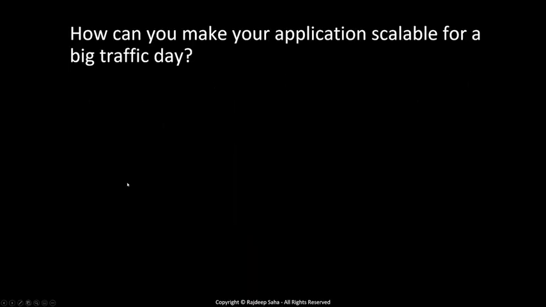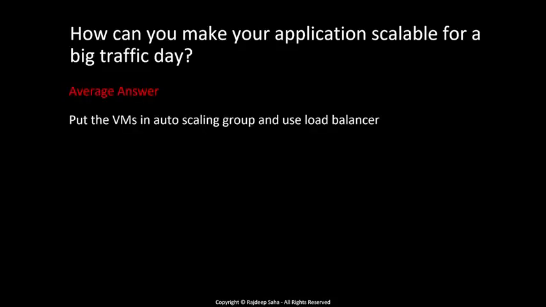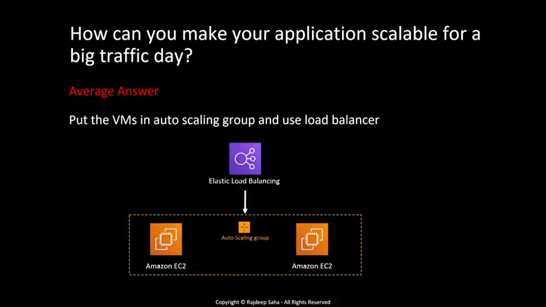Alright, now that we understand horizontal and vertical scaling, let's go through a very common interview question. How can you make your application scalable for a big traffic day? So an average answer would look like put the virtual machines or EC2s in an auto-scaling group and use a load balancer. So nothing is wrong with this answer. Probably 3 years back, this would have been a great answer. But now cloud is mature, so any project you go and start working with, they already know about this. So when they come to you as a solutions architect, they expect something extra.